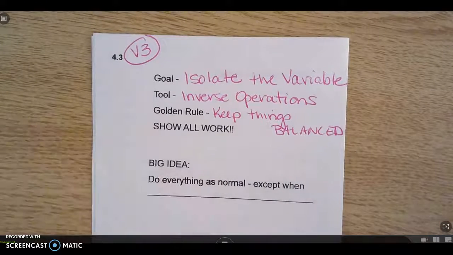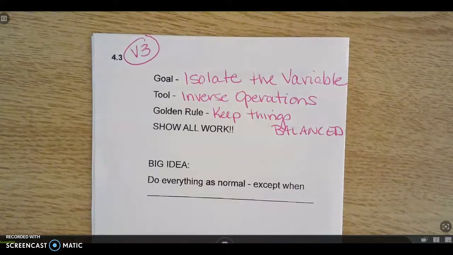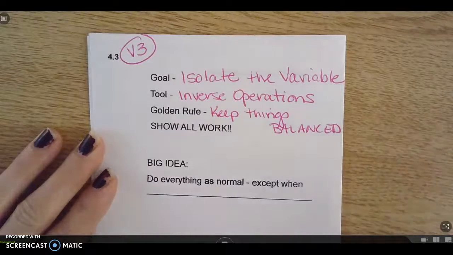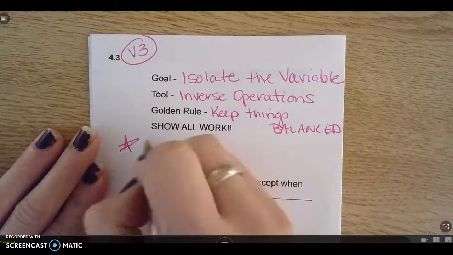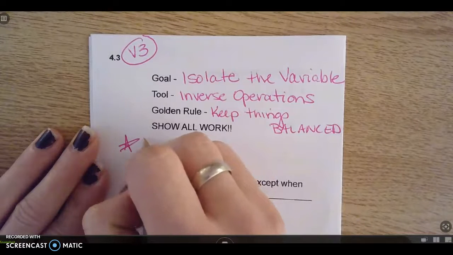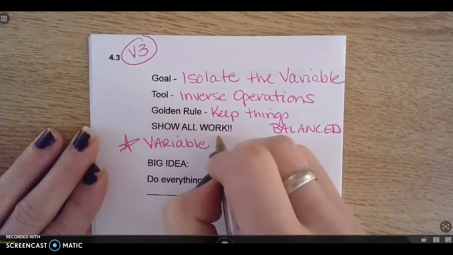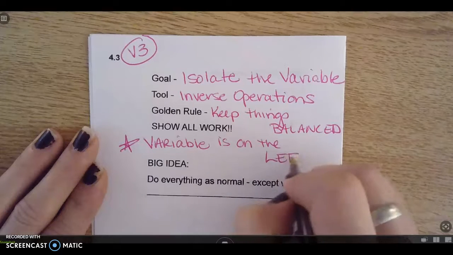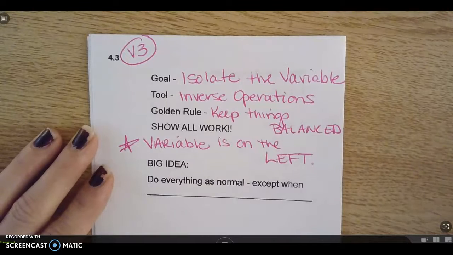Right? Keep things balanced. Whatever you do to one side, you have to do to the other. And we're still going to show all our work, just like we did in chapter 3 as we were solving equations. I want you to add, though, in this section, a couple extra things. We just have to make sure for your final answer that the variable is on the left, right? So for inequalities now, we have to make sure our final answer has the variable on the left.